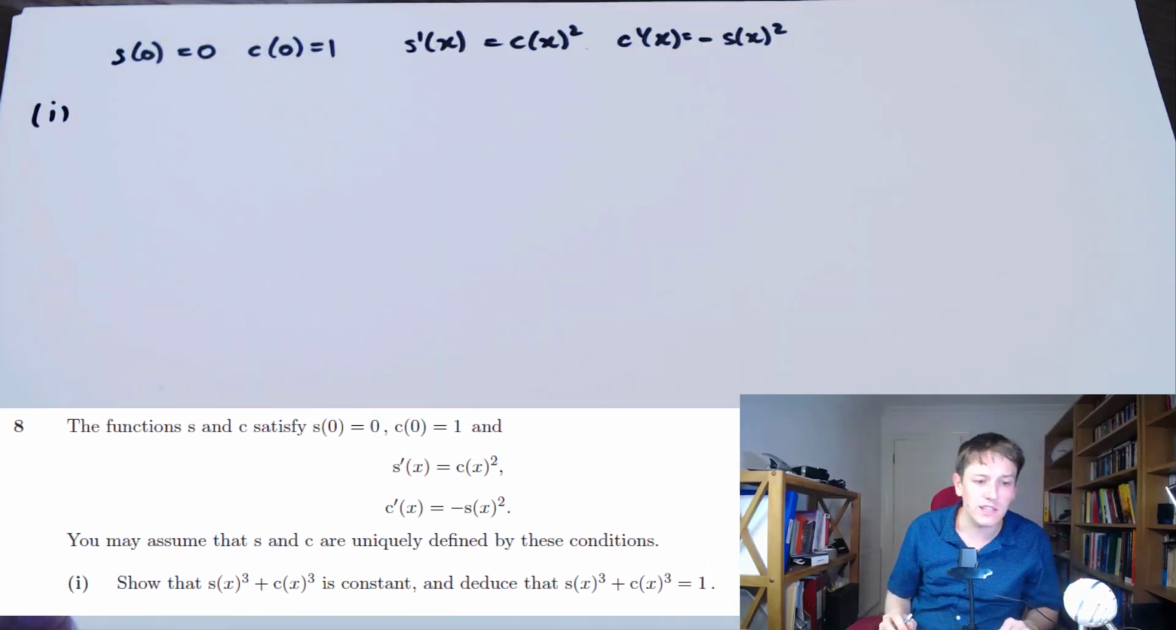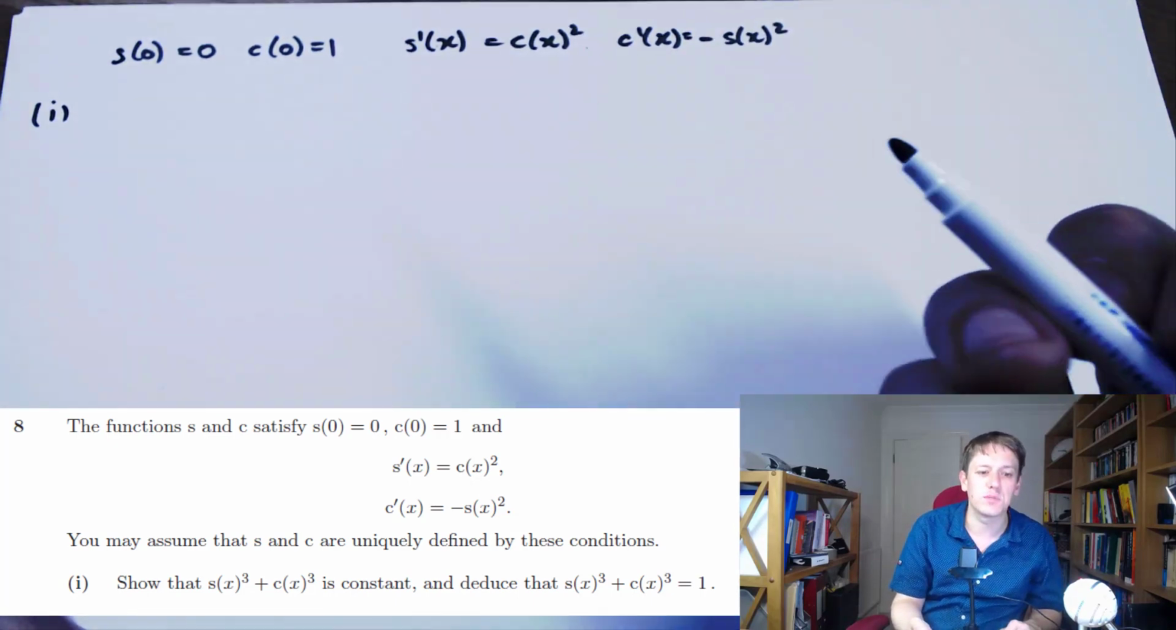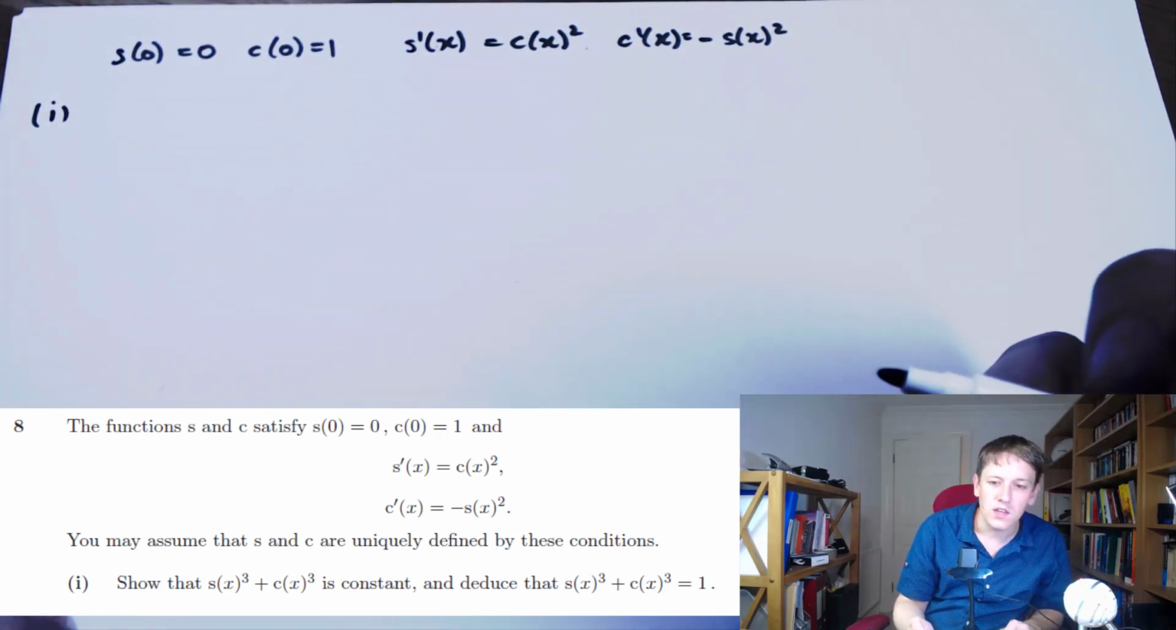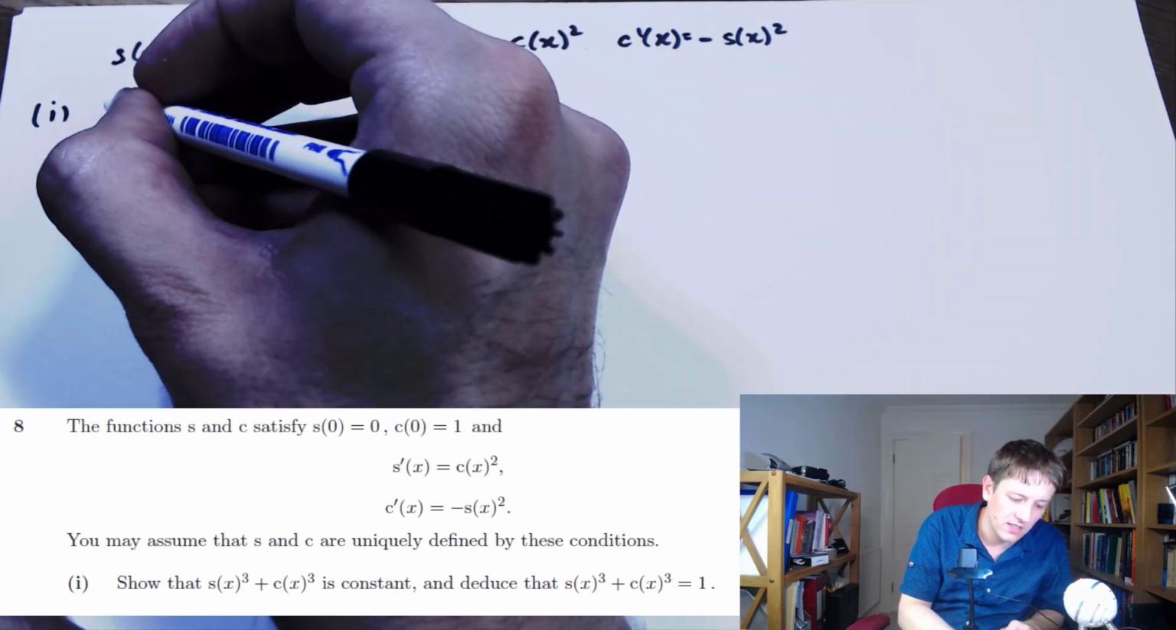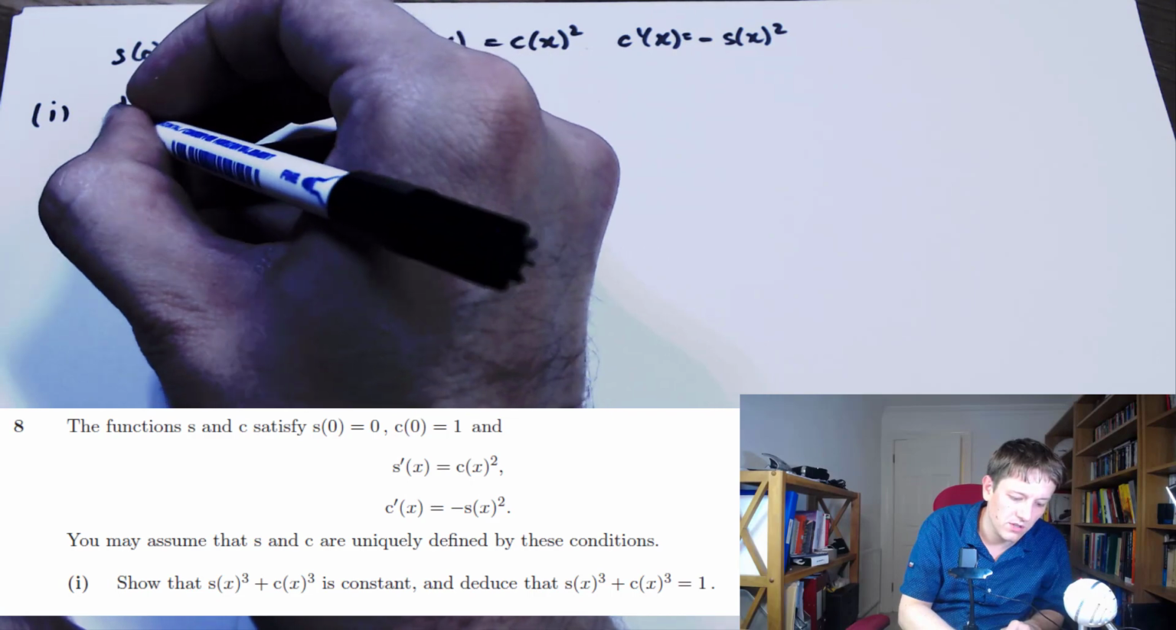So in part 1 it says, show that s cubed plus c cubed is constant, and deduce that the sum of the cubes is equal to 1. So instead of the usual result with squares, sine squared plus cos squared is 1, here we've got s cubed plus c cubed equals 1. Okay, so to show that it's constant, what I want to show is that its derivative is 0. That would be the most obvious way to go about this.